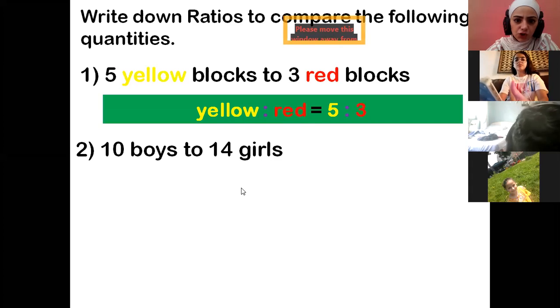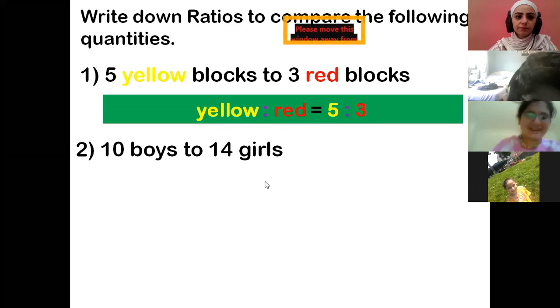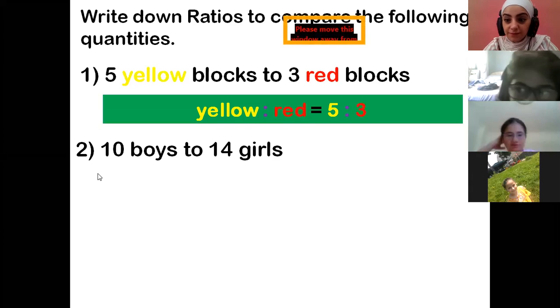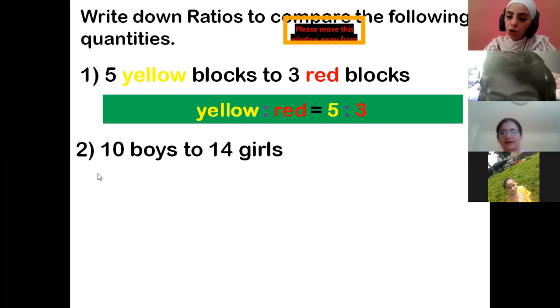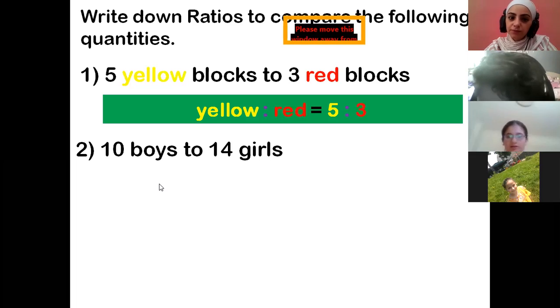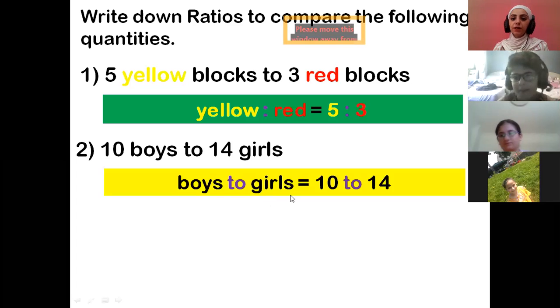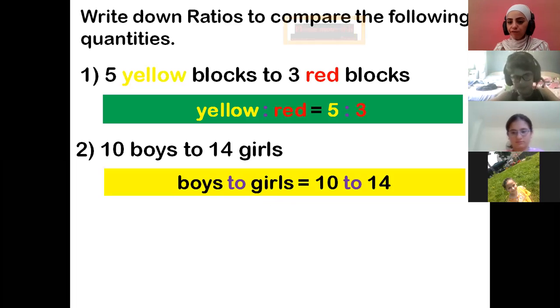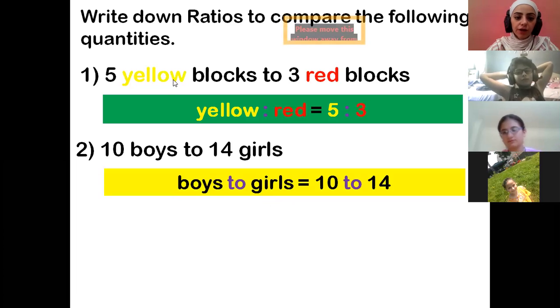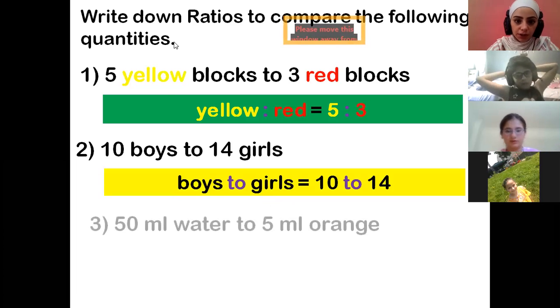Yalla, Dan, the next one. 10 boys to 14 girls. Yes. 10 to 14, or 10 colon 14. Excellent, Dan. She did it in the 3 forms or ways of writing the ratios. You can write it 10/14, 10 with letters to 14, or 10 with columns to 14. Thank you, Dan.